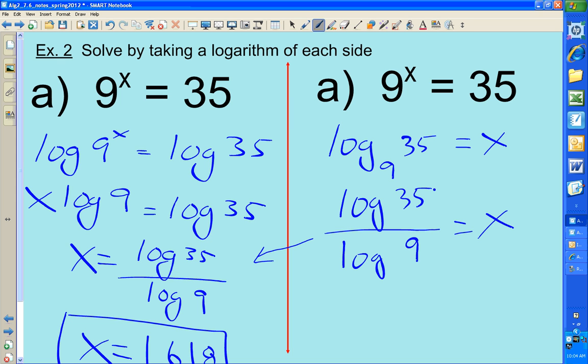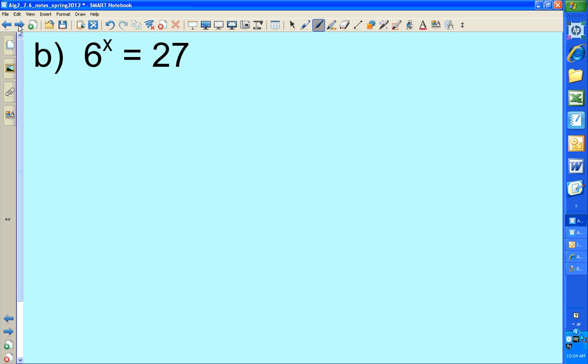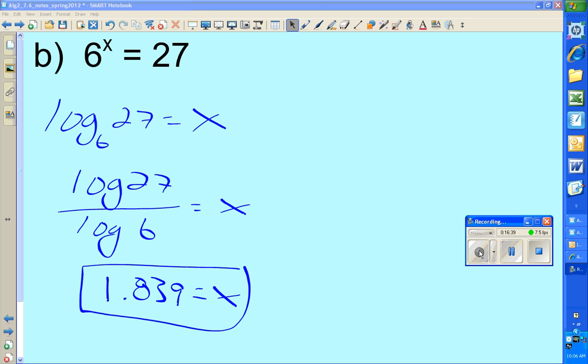Try this one. You can do it either way. Doesn't matter. Anybody have a problem with coming up with the 1.839? Did you have this, log of 27 over log of 6? On your calculator, what's that? Okay, so tell me what you put in your calculator. And it gave you 1.5.